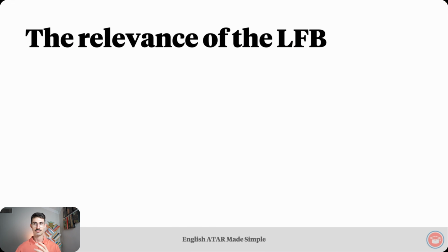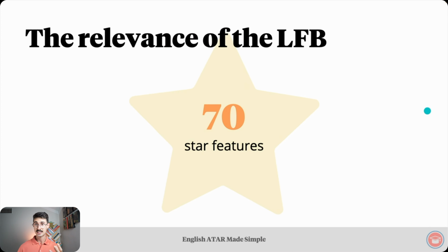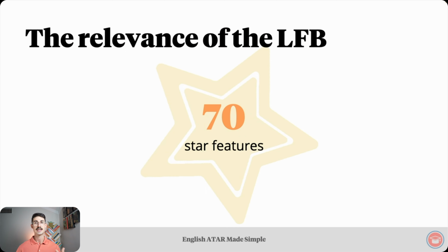Now let's explain the relevance of what we've just discussed to the LFB, or the Language Features Bible. The Language Features Bible contains approximately 150 features. These represent the most important terms of each language. About 70 of those features have a star next to them. And those 70 star features, they represent the need to know terms of each language. At the very least, you must learn the star features. Hopefully that's some good news to you.